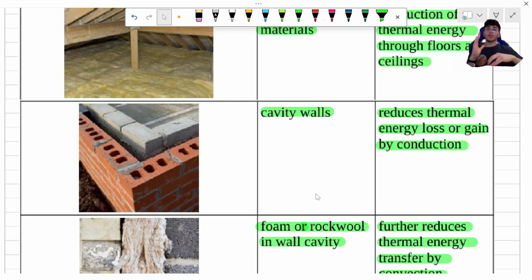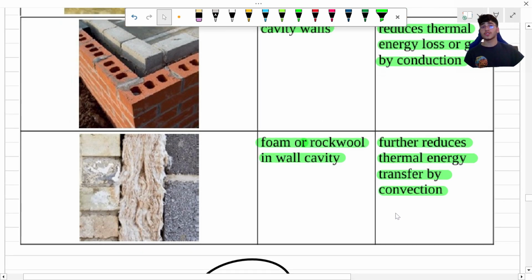Or triple layered: wall, then cavity, then wall, then another cavity, then wall. This reduces thermal energy loss or gain by conduction. It's usually used in very luxurious houses. Foam or rock wool in the wall cavity further reduces thermal energy.